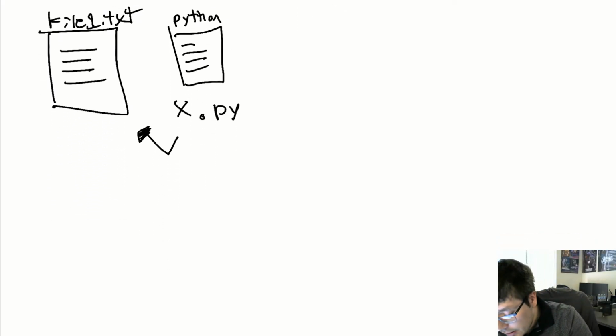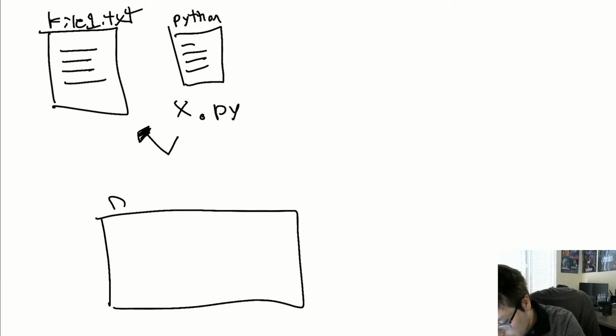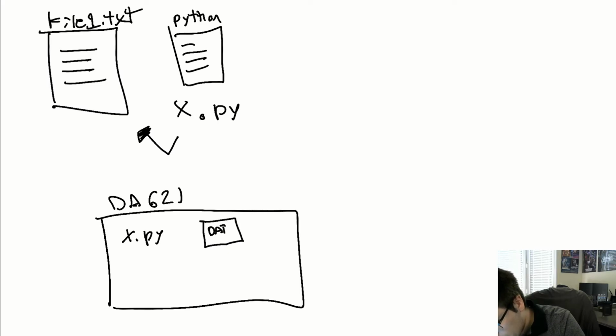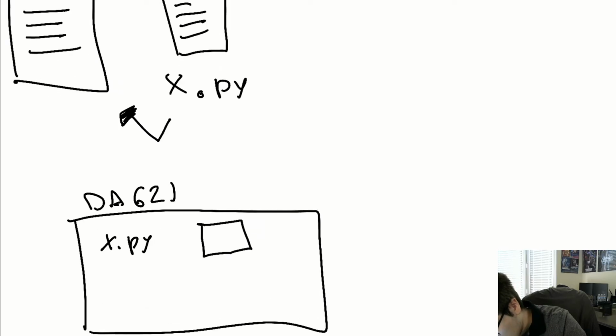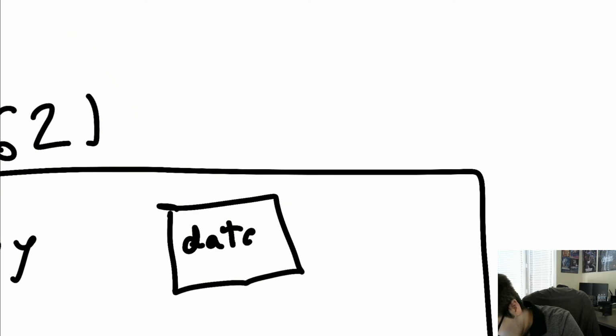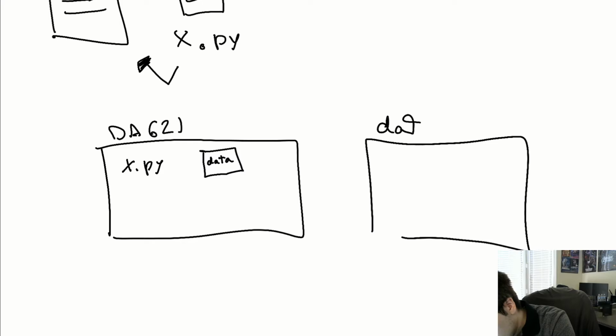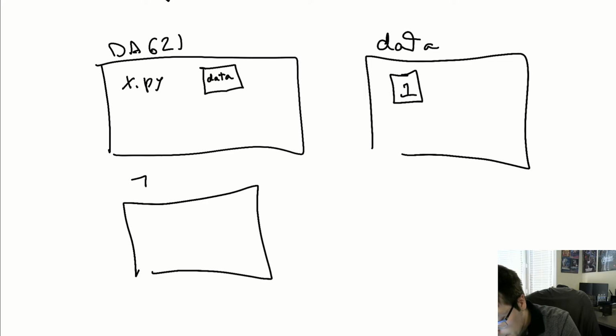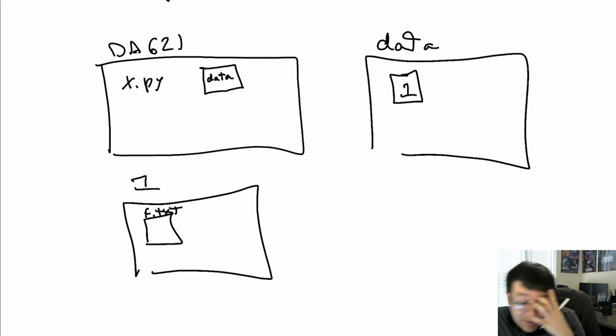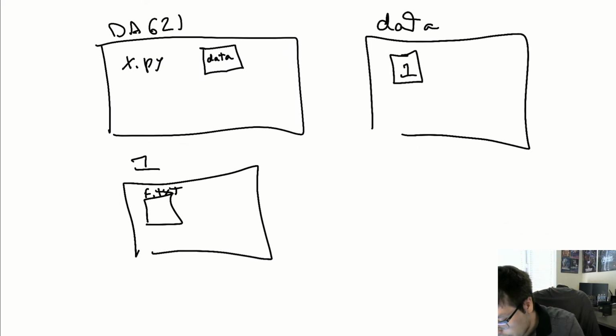So for example, if you have a folder called DA621, and in this folder you have your x.py file, but then you have a folder in here called data. Let me write that bigger. So data, and in that data folder you have a folder called 1, and in that 1 folder you have an actual file. Let's call it f.txt or something. It doesn't have to have a file ending, by the way. I'm just putting txt because that usually stands for text.